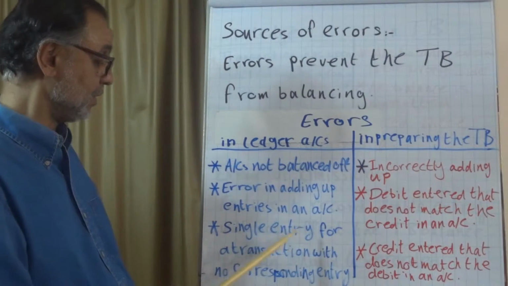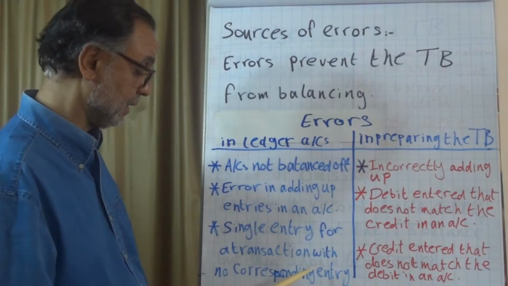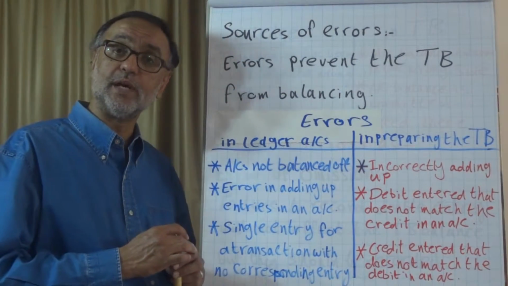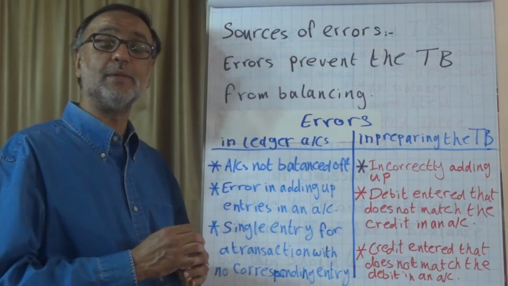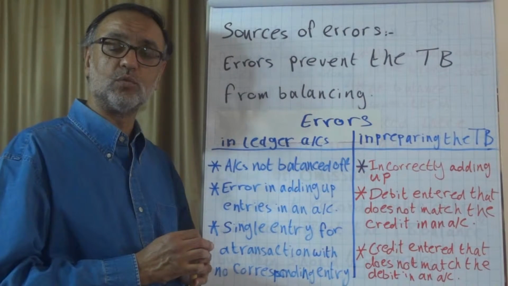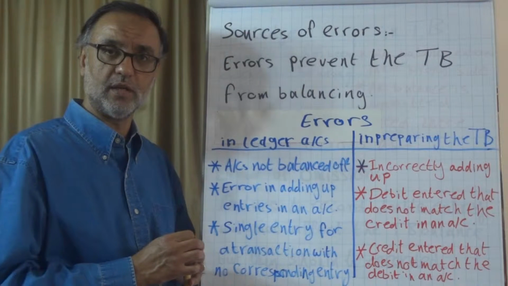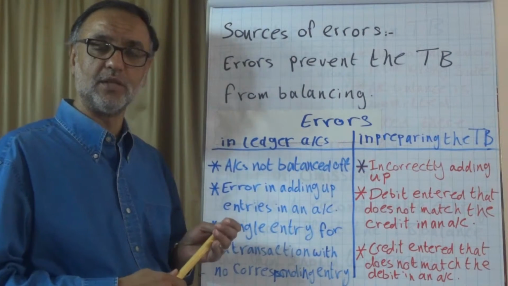Or a single entry for a transaction with no corresponding entry. We said that we have a double entry bookkeeping system, so we have debit and credit sides for each entry. One entry might be entered to one account and the other side was not posted to the ledger account, which means that total balances will not balance.